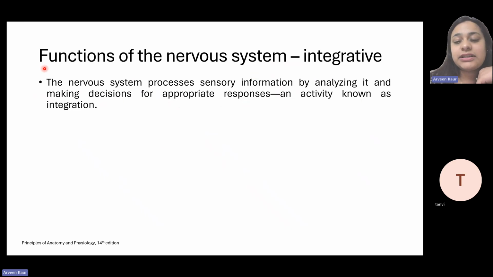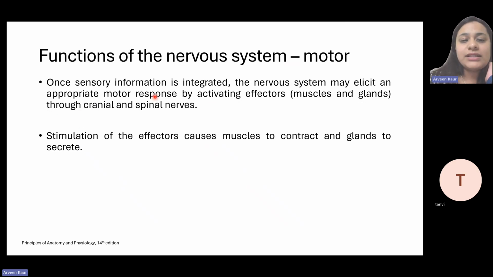and this activity is basically known as integration, right? Once sensory information is integrated, the nervous system may elicit an appropriate motor response by activating effectors, which are organs that will respond to it, right, through cranial and spinal nerves. Stimulation of effectors causes muscles to contract and glands to secrete, right?